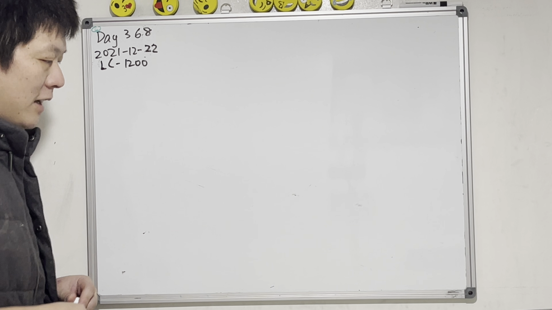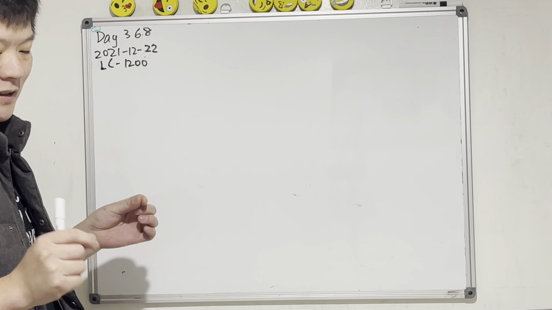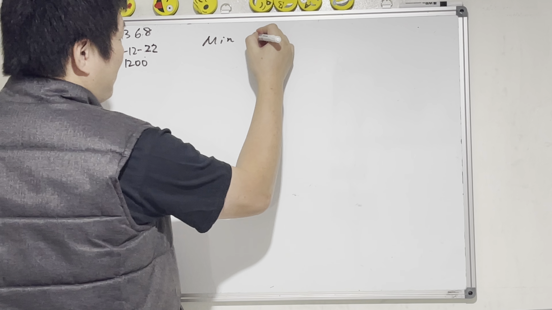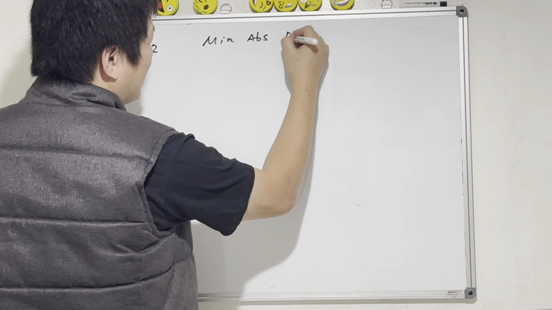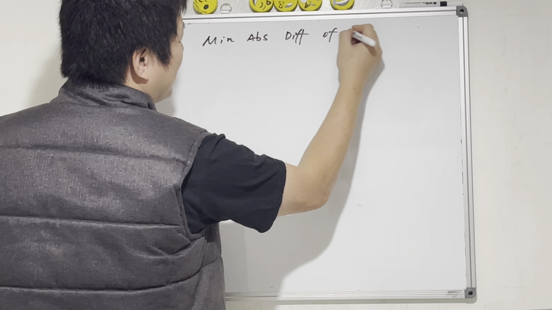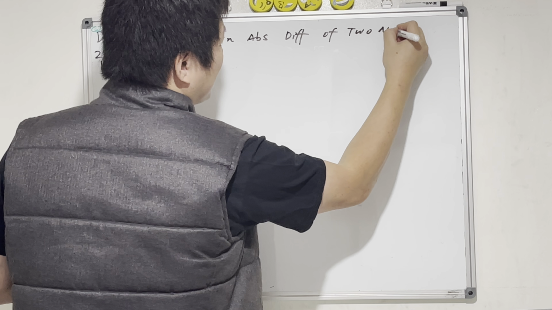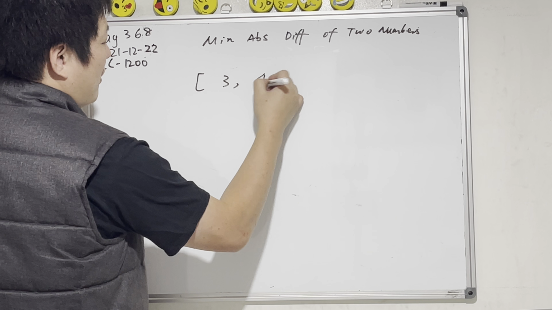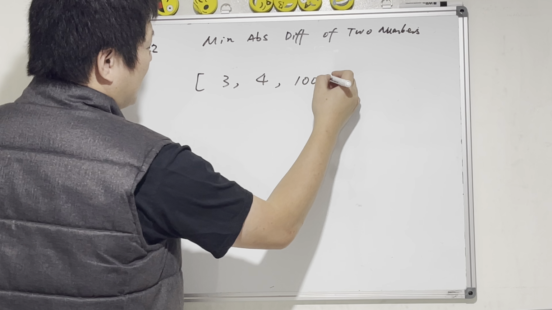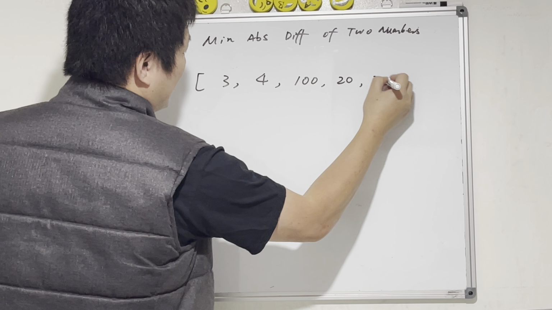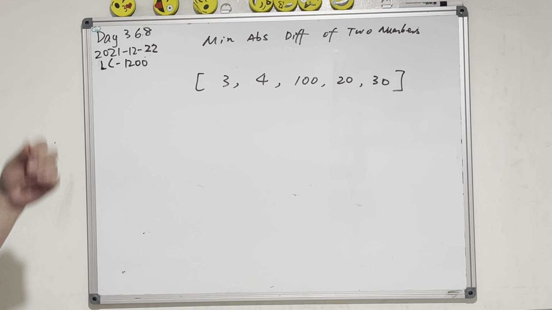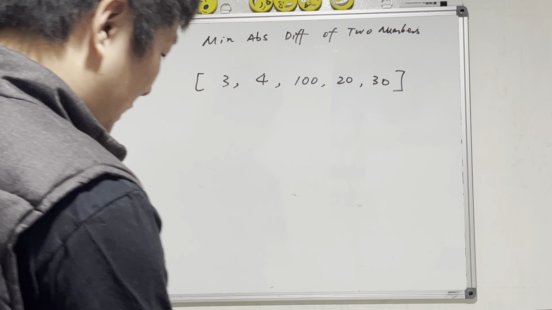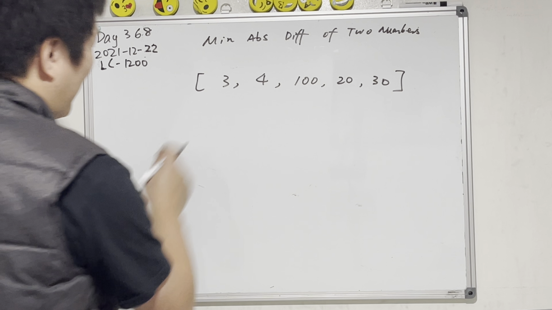Okay, so today we're going to find the minimum absolute difference in an array. ABS is absolute, the difference of two numbers in an array, okay? So let's say 3, 4, 100, 20, 30. If we are about to pick two numbers, what's the minimum difference? Three and 4. Yeah, the minimum absolute difference, 1.